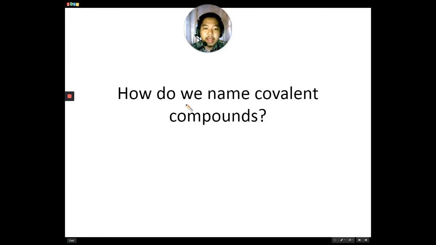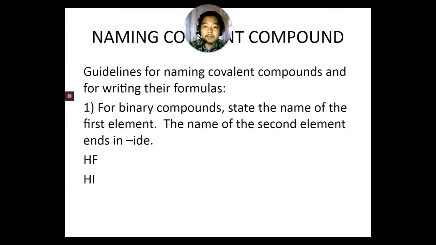Now, for the last objective, how do we name covalent compounds, and how do we write their chemical formula? There are 4 simple steps in naming covalent compounds and writing their chemical formula. First step: for binary compounds, meaning compounds composed of 2 nonmetals, we simply state the name of the first element, and then the name of the second element ends in -ide.